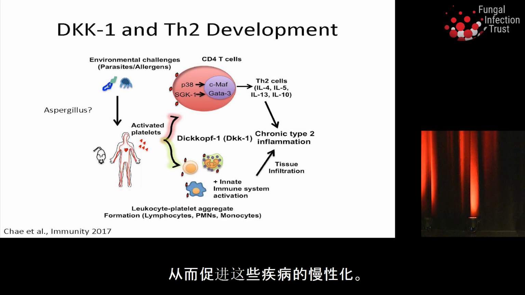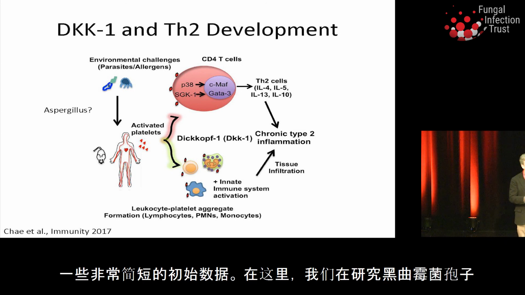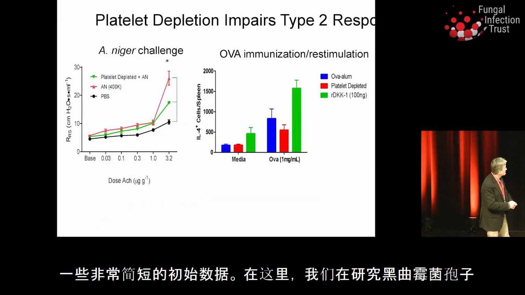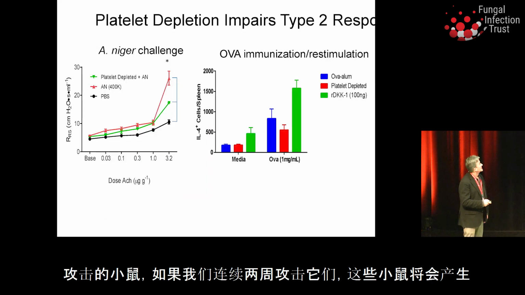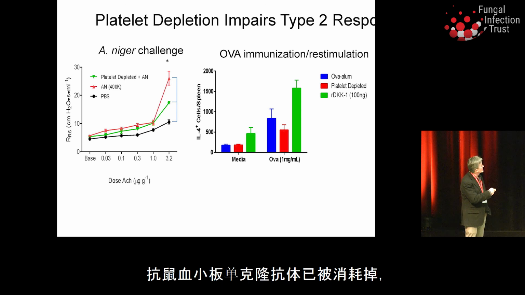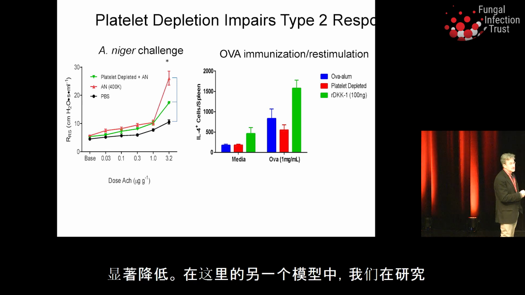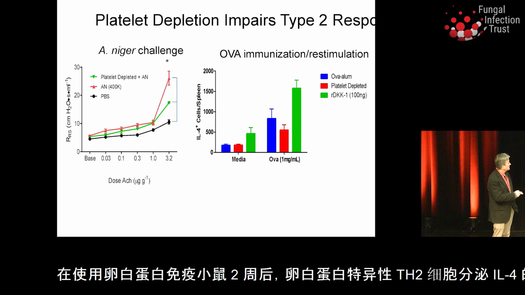Furthermore, these Th2s are recruited back to sites of chronic type 2 inflammation, again to drive the chronicity of these disorders. But we wondered what's happening in terms of Aspergillus proteases. We're still, again, working on this, but I want to share some very brief preliminary data. Here we're looking at Aspergillus niger spore challenged mice, which get excellent airway hyperactivity if we challenge them over 2 weeks. But in green, these are mice that have been depleted with a monoclonal antibody directed against the mouse platelet, which depletes them substantially, although not completely. As you can see, we get a significant reduction in airway hyperactivity.